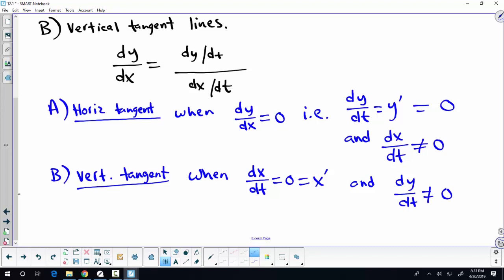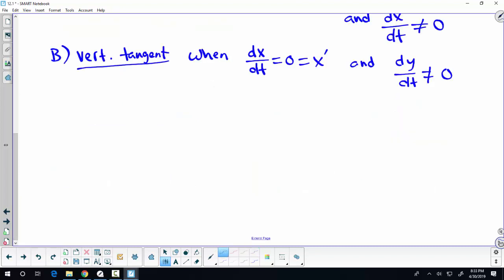If it comes out that the derivative of y with respect to x is 0 over 0, then we've got to look at L'Hopital's rule to say, is it really undefined? Is it 0? Is it infinity? What is it? We won't encounter that though. So now we know how to find these two things. We need to actually compute y prime with respect to t over x prime with respect to t.